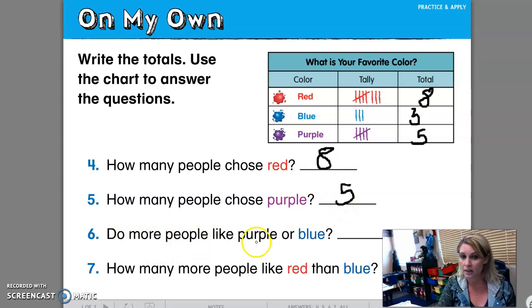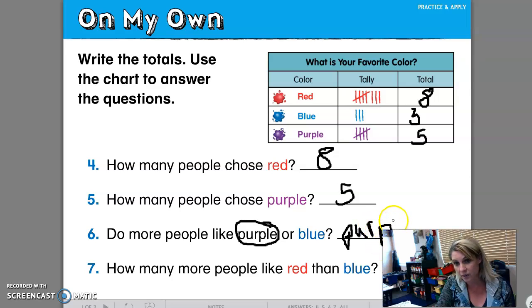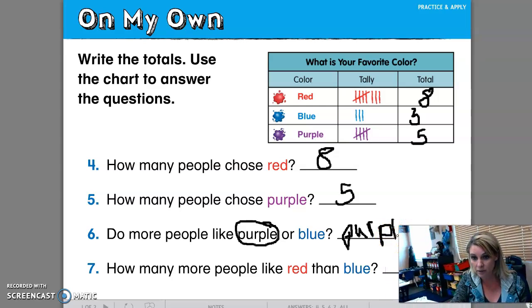Do more people like purple or blue? So I'm going to compare these numbers. Purple had 5, blue had 3. Do more people like purple or blue? More people liked purple because purple had 5, blue had 3. And I'm going to write purple in. This is kind of hard to write on the computer, so it's not very good handwriting. You guys can do better than me, I promise. Oh, there you go. Okay.